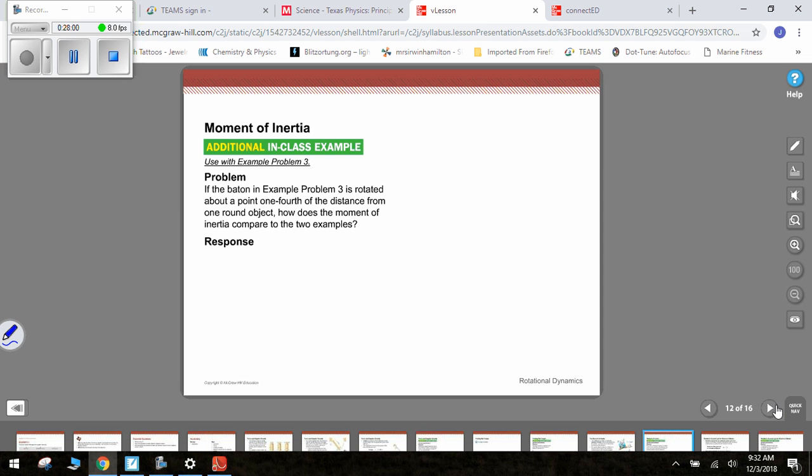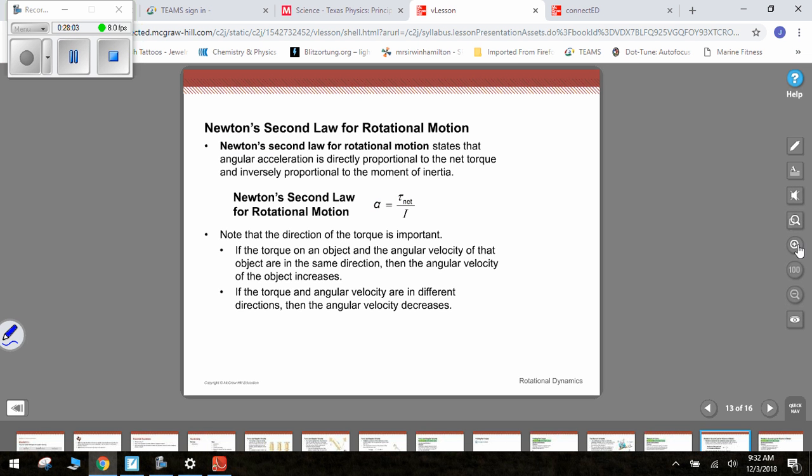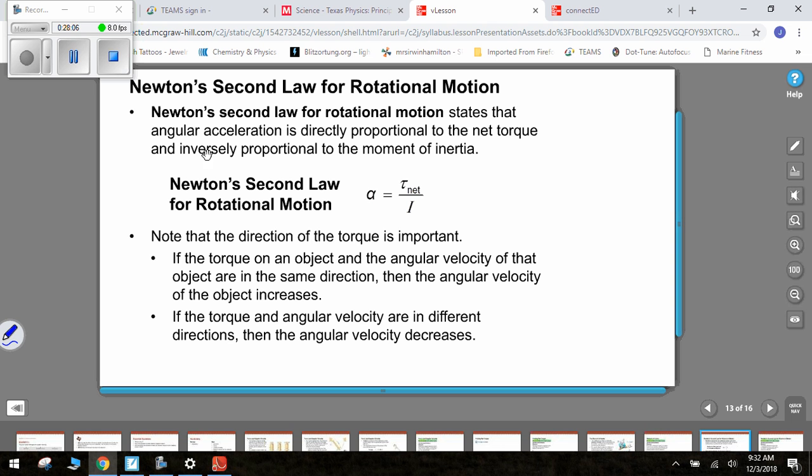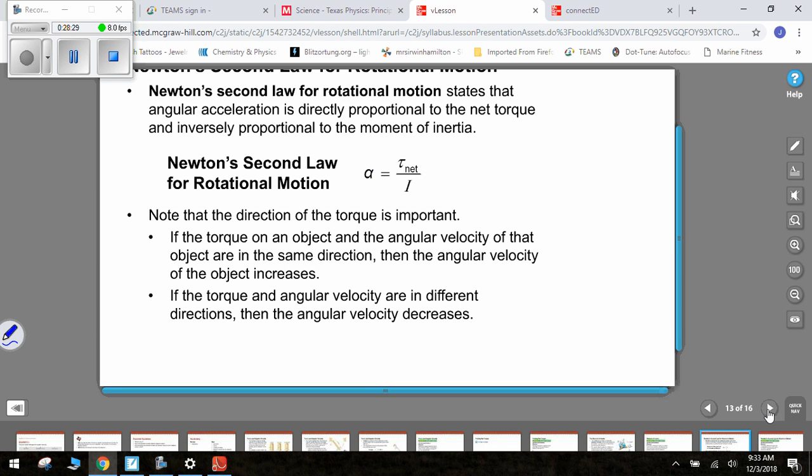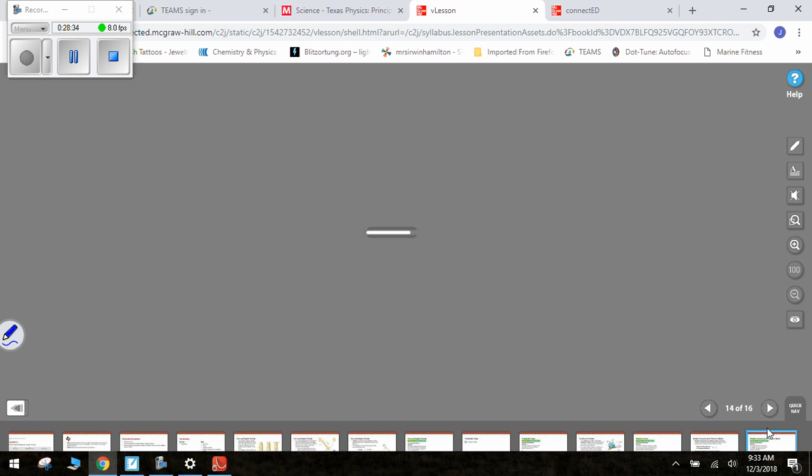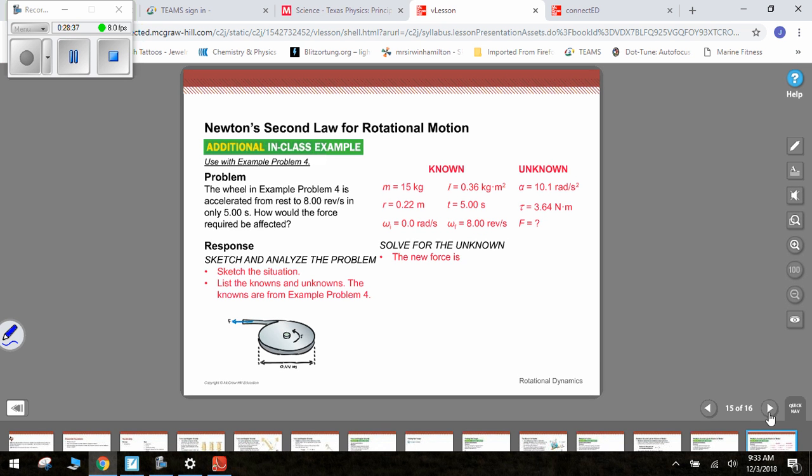Okay. Newton's second law for rotational motion states that the angular acceleration is directly proportional to the net torque and inversely proportional to the moment of inertia. So you can see here that there's something involving the angular acceleration and the net torque and the moment of inertia. But it's not one of those things that, like I said, we're going to be calculating in this class. It's not as important. But basically, torque and angular acceleration work together, is all it's trying to tell you. Yep, so that's it.